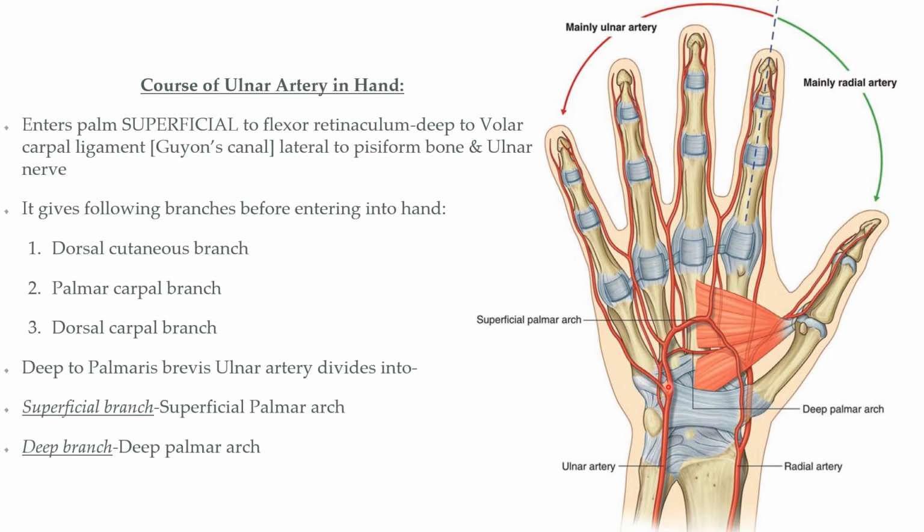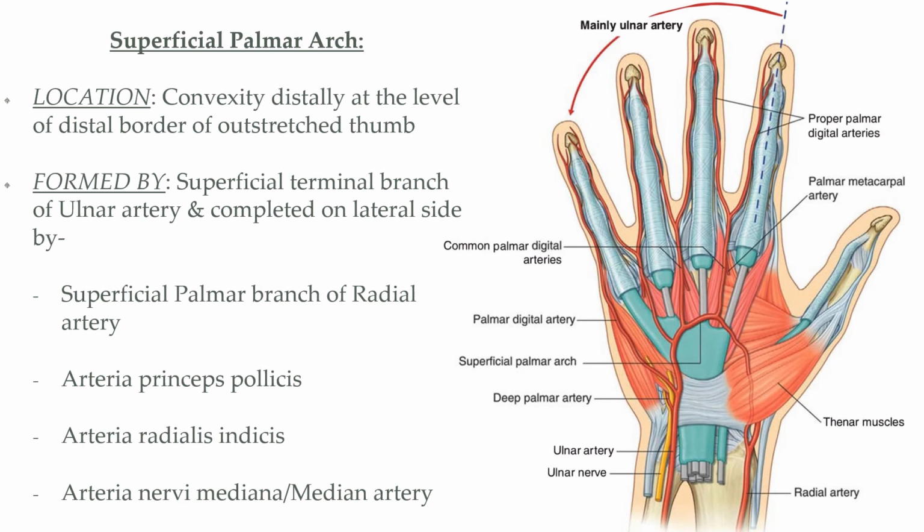The superficial ulnar branch or the superficial ulnar artery will then proceed to form superficial palmar arch, whereas the deep branch, it goes deep to participate in the formation of deep palmar arch. Superficial palmar arch. The superficial palmar arch has got convexity directed distally, which lies at the level of distal border of fully extended thumb.